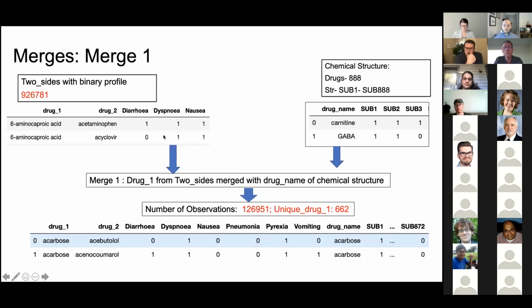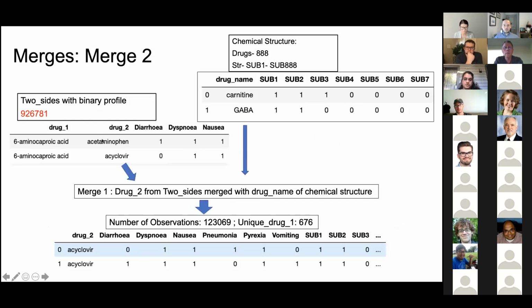0 means it is absent for GABA. So I did merge in such a way that I merged this data set with this one based on drug 1. And that resulted in 126,951 observations with a unique drug count of 662. So we would lose a lot of data here because we are merging and only taking those drugs whose chemical structure is available for drug 1. The same I had to do for drug 2. And I got finally 676 drugs.